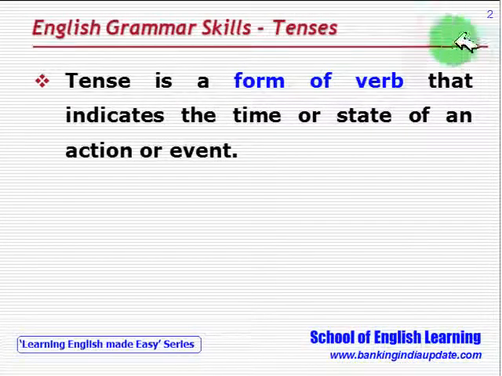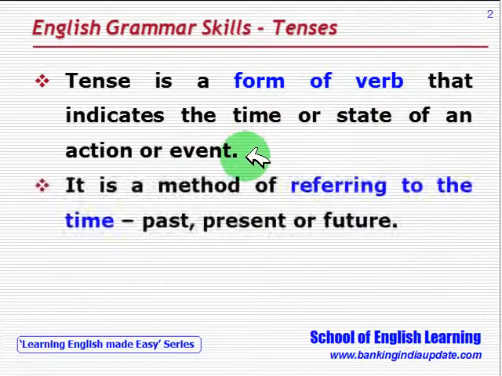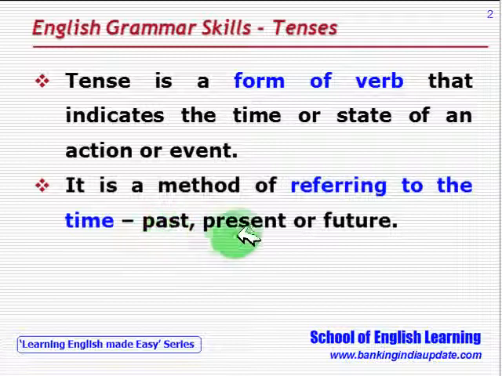Tense is a form of verb that indicates the time or state of an action or an event. In other words, we can say it is a method of referring to the time. This time could be past, present, or future.